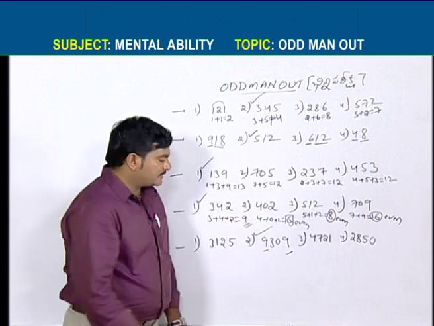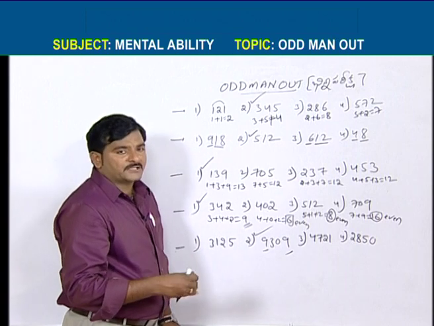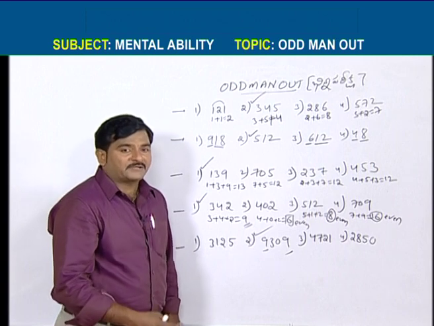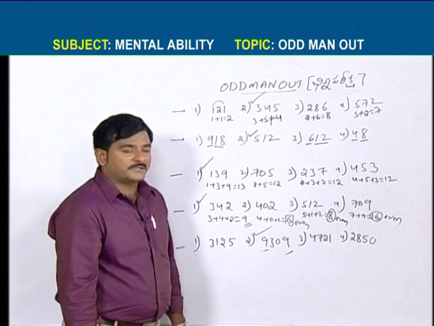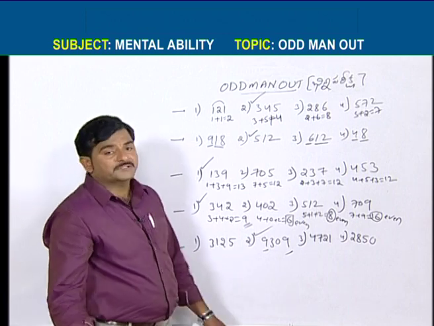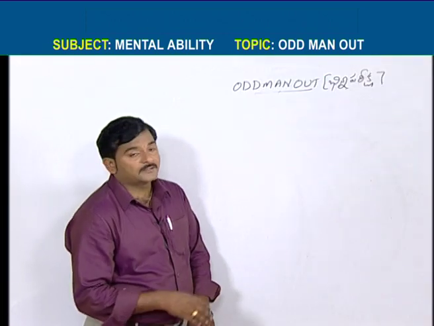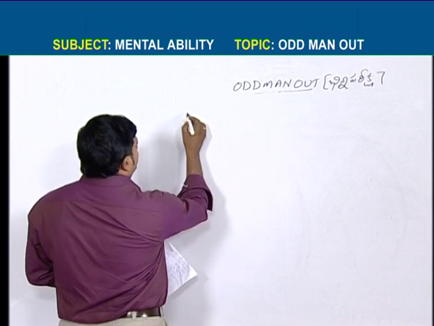You need not waste much time on this. It's a simply logical question. The logic is that one number is repeated twice, and no other number is repeated. That's why the answer for this last question is the second option. We will discuss some other problems. Just focus on this model. We will discuss some other models regarding number odd man out.